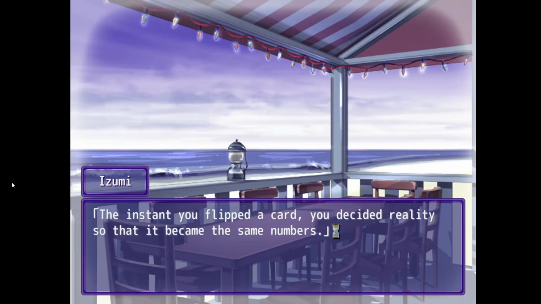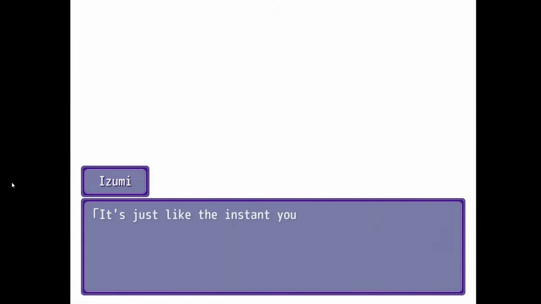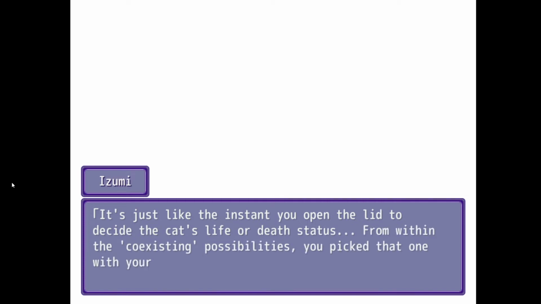The instant you flipped a card, you decided reality so that it became the same numbers. It's just like the instant you opened the lid to decide the cat's life or death status. Maybe they're just saying you're Schrodinger's cat in it. From within those coexisting possibilities, you pick that one with your own intention.